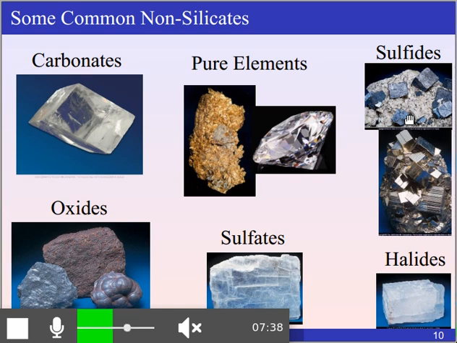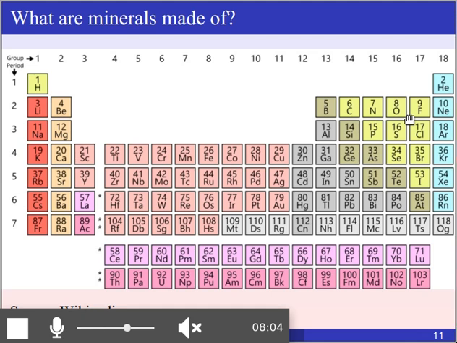Sulfates include gypsum, which you make drywall out of. Sulfides include galena and fool's gold, which is pyrite, right? Galena is where we get lead from. And halides include halite, which is a salt, right? So all these things are important to human beings. They're not as common for rock-forming minerals as the silicates, but we still need to know a little bit about them. What are minerals made out of?